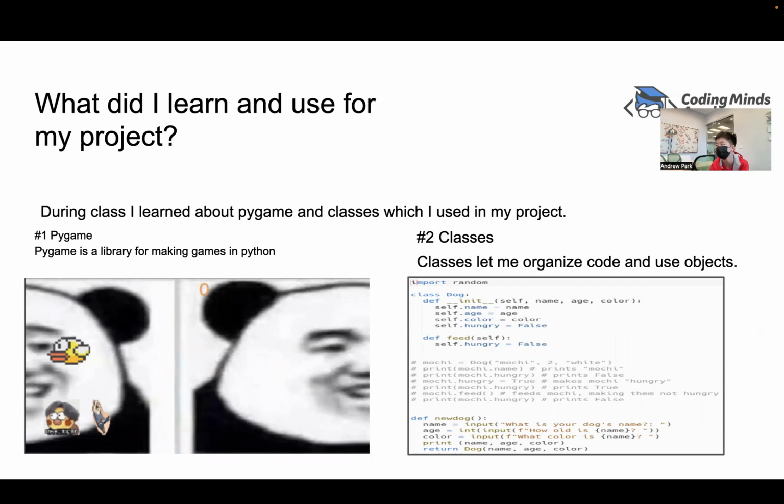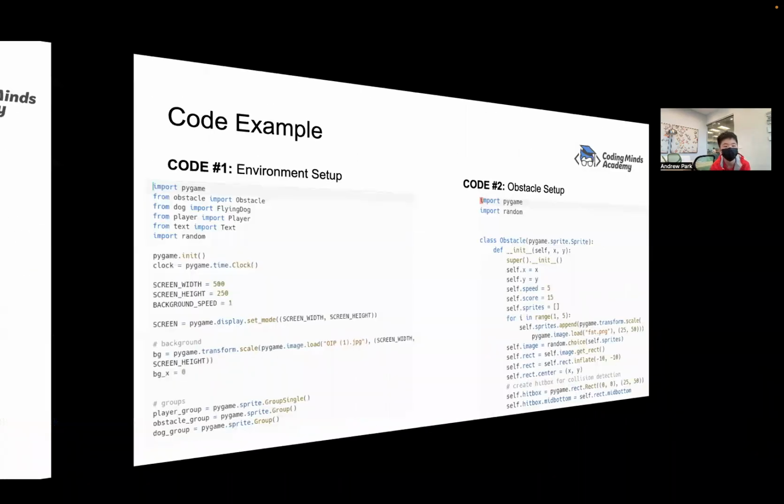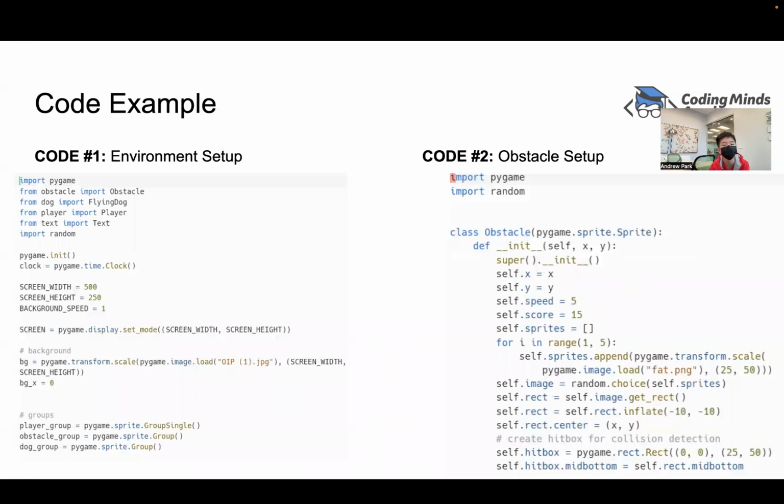And what about Pygame makes it more useful as opposed to just using Python normally? Python can't make games, and maybe it can't move pictures when you press this one. So more or less basically, Pygame just makes it a lot easier, right? So yeah, classes, organizing code. Code example, code 1, environment setup, code 2, obstacle setup.